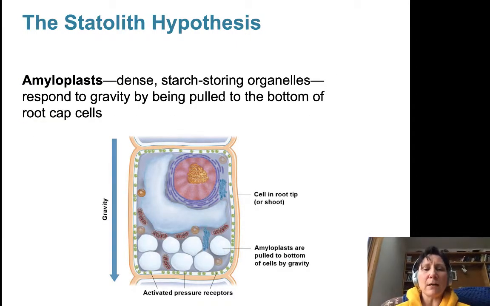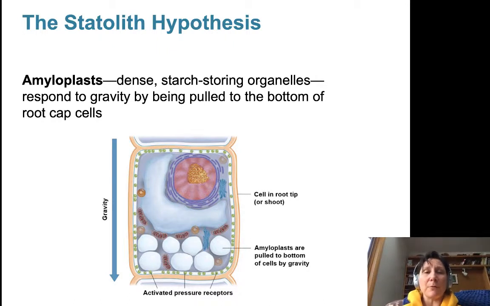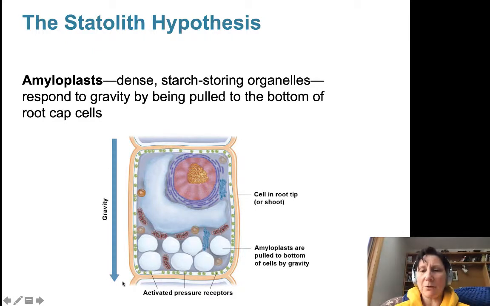So if we zoom in on a schematic of what that would look like, there are these things called amyloplasts. These are dense, starch-storing organelles. They are these white cells here. And these respond to gravity by being pulled to the bottom of root cap cells. So here's a root cap cell. We're showing you gravity going towards the bottom of the screen.